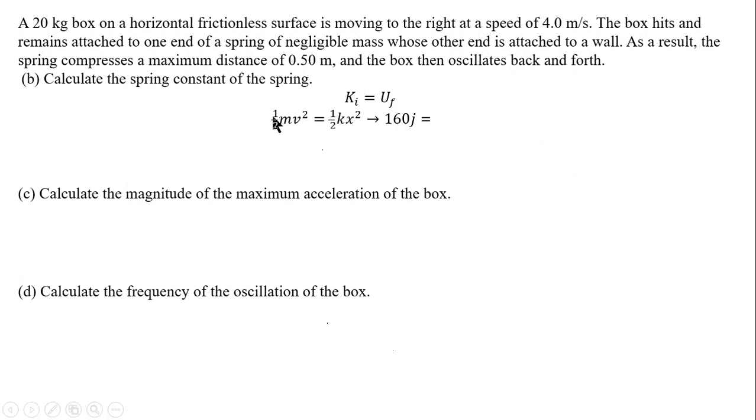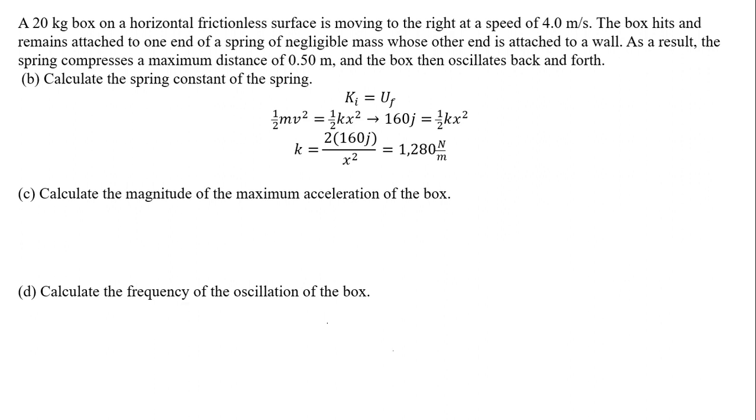Now you could have said, well, can't I just cancel out the 1/2? You could have, but you already know the 1/2 mv squared is 160 joules. That's from before. That's your initial kinetic energy. So that equals the 1/2 kx squared. So k then is going to equal, we can do some algebra here, 2 times 160 over x squared, which equals 1,280 Newton meters. And that is our spring constant.